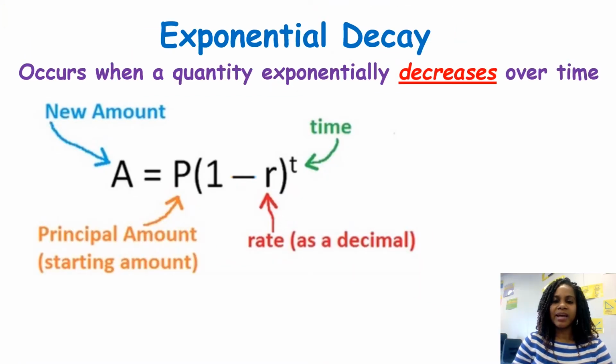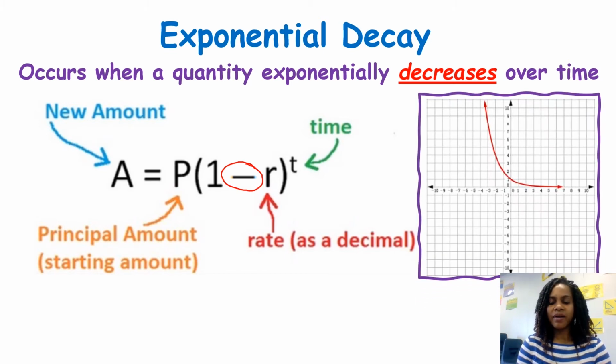Now we're looking at exponential decay, and that occurs when a quantity exponentially, of course, decreases over time. We have the formula here. The only difference is we have a minus where we had a plus before. So exponential growth has a plus r, exponential decay has a minus r. And we have a graph here. Remember that graph falls from left to right, so that would be an example of exponential decay.